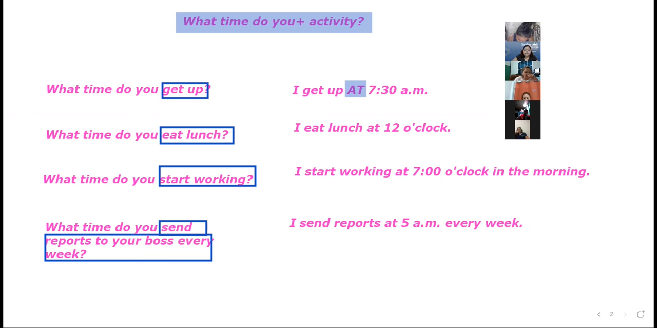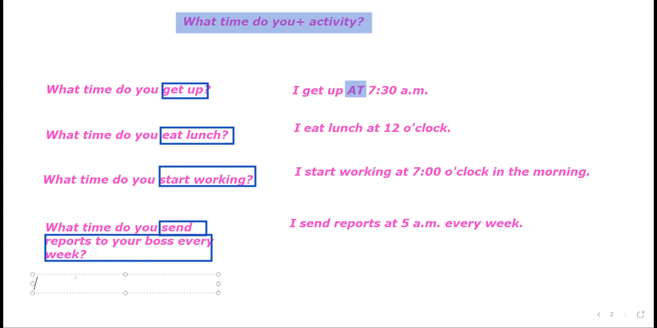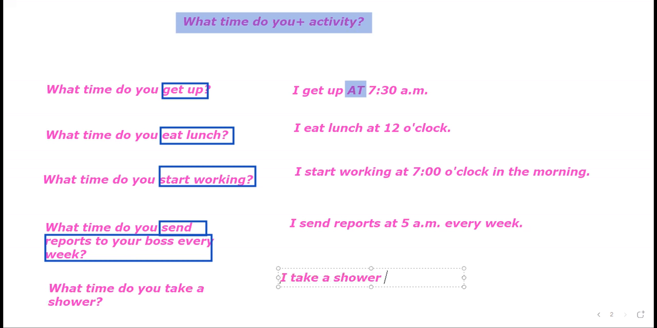Si usted no tiene una hora específica, puede utilizarlo así. Hágame una pregunta, Blanca. What time do you take a shower? Okay. Non-specific. No es específica. Yo no se la voy a responder específicamente. Okay. I take a shower around 9 a.m. Okay. I take a shower around 9 a.m. What do you think is the meaning of around?